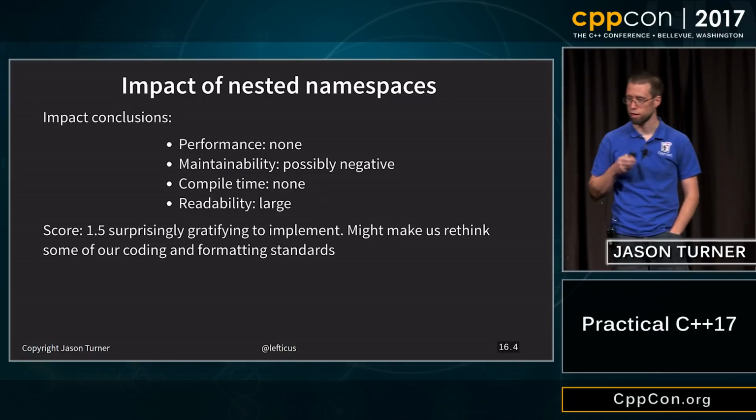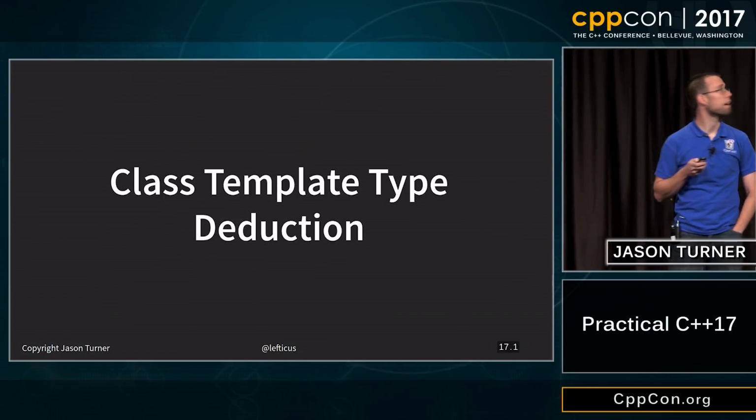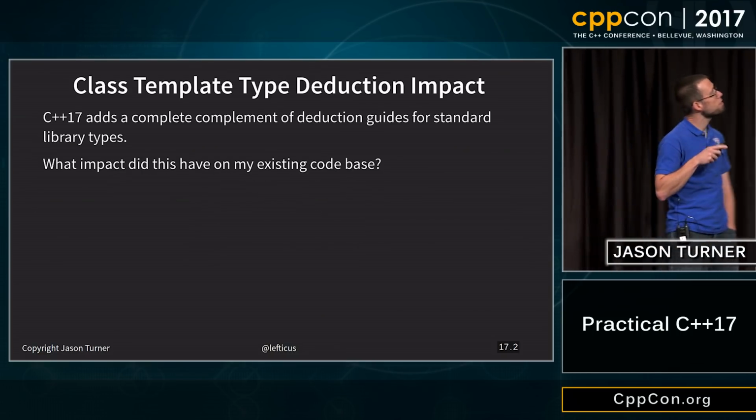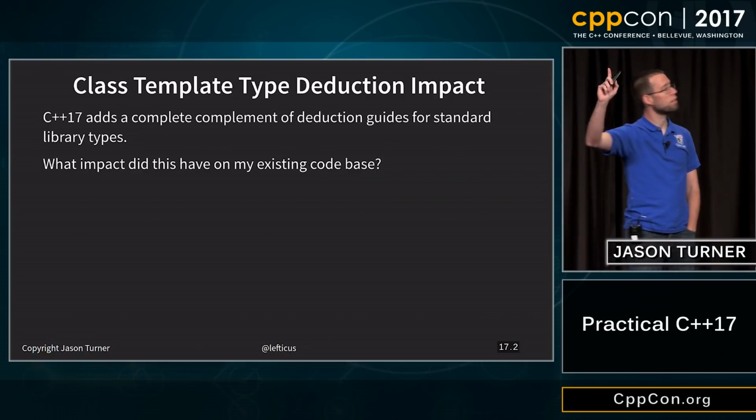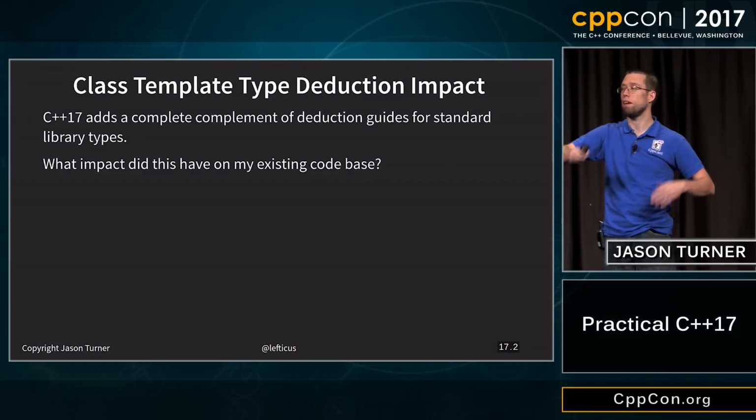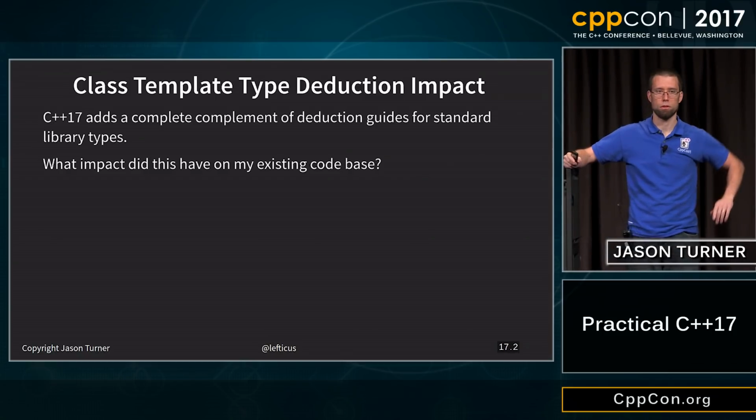Yes, I was correct to go there. Class template type deduction is up next. C++17 adds a complete complement of deduction guides for the standard library types. We're approximately halfway through the features, we're 3 or 4 in.